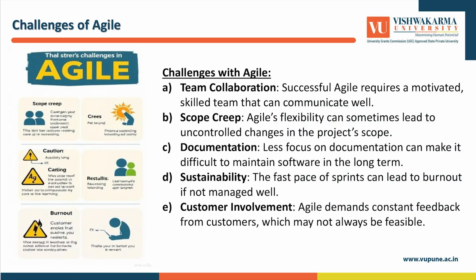However, like any methodology, Agile does come with its own challenges, like team collaboration. Agile requires close collaboration among all team members. This can be difficult if the team isn't skilled in communication or does not work well together. Or scope creep. Agile allows for changes in direction, but if those changes aren't properly managed, the project can easily go off track.